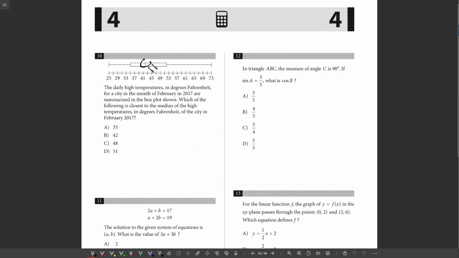10, we've got a box plot. We want the median. The median is this little line that sort of doesn't cut the box in half, but it's somewhere inside the box. And that, to me, let's see, this is 43, so right there would be 42-ish. So best answer is B.